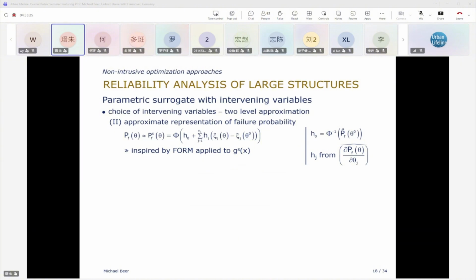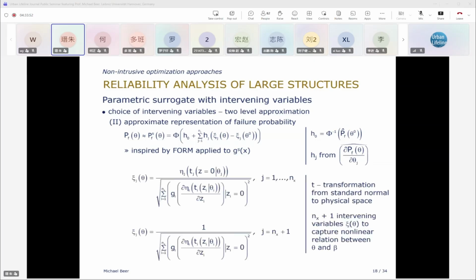Here we borrow the concept of the first order reliability method. We don't do the first order reliability method. We just borrow the concept in order to find the shape of this second level of intervening variables. And when we use this approximation as a surrogate for the failure probability, which relates to the reliability index actually, we can use these equations. Then we find C from the equations in order to identify the coordinates of the design point from the first order reliability method. So this is not using the first order reliability method.